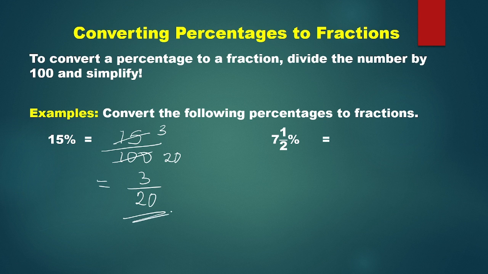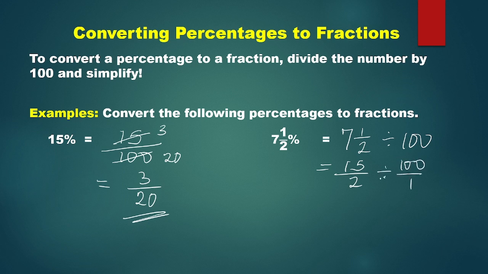Another example. 7 and 1 over 2%. This simply becomes 7 and 1 over 2 divided by 100. I did not write my divided by 100 like in the previous example because this is a fraction, so I wrote my divided by 100 beside it. So I can change this to an improper fraction to become 15 over 2 divided by 100 over 1.